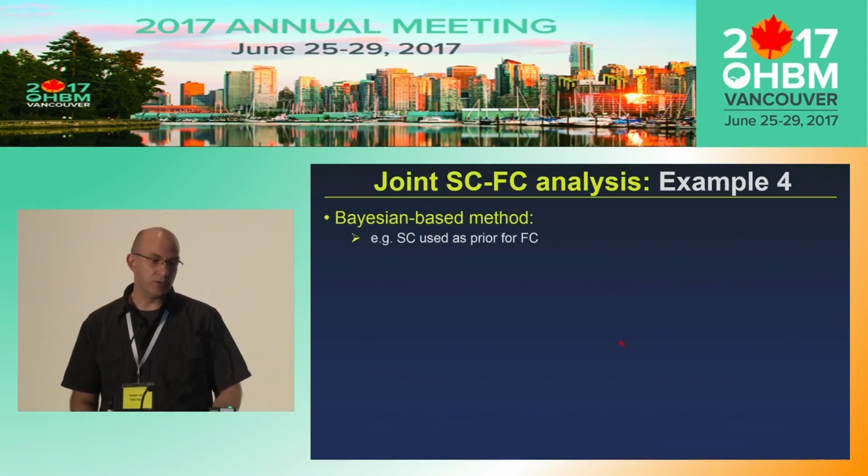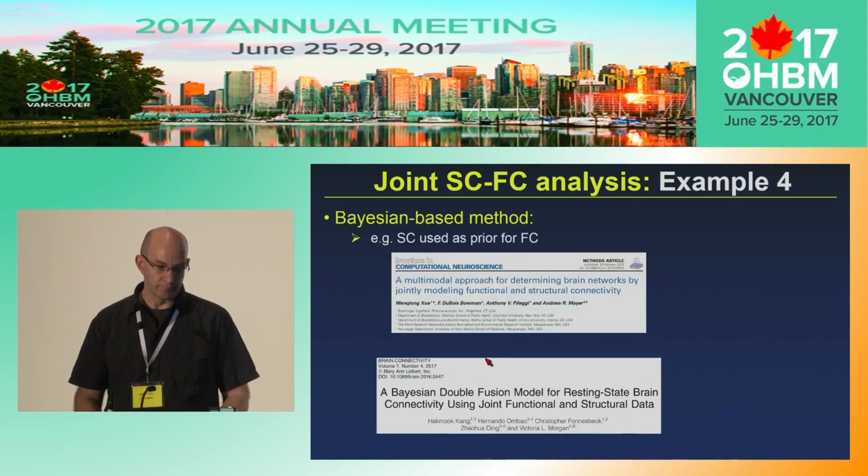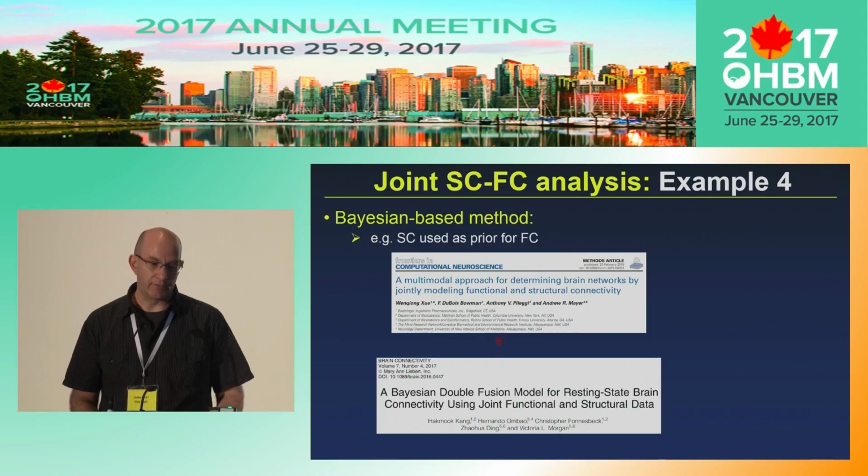Another way one can do it, which could be considered in some ways an extension of that one, is to go to a full Bayesian framework. So if you take the structural connectivity information as a prior in your functional connectivity, and you study your functional connectivity in a Bayesian way, you're using that information to help inform the other. And there are several studies that have done this. These are just a couple of the references.